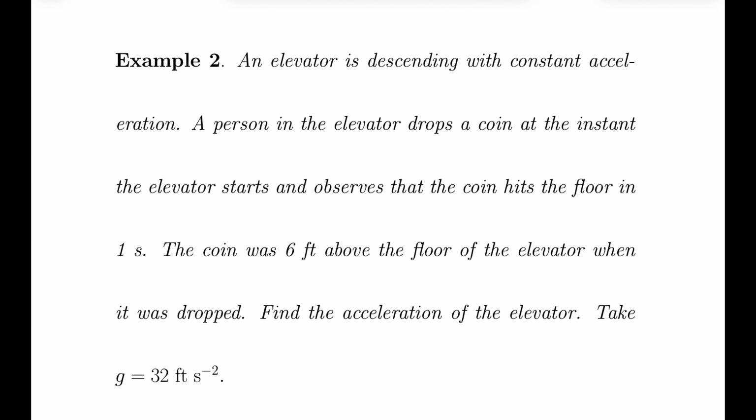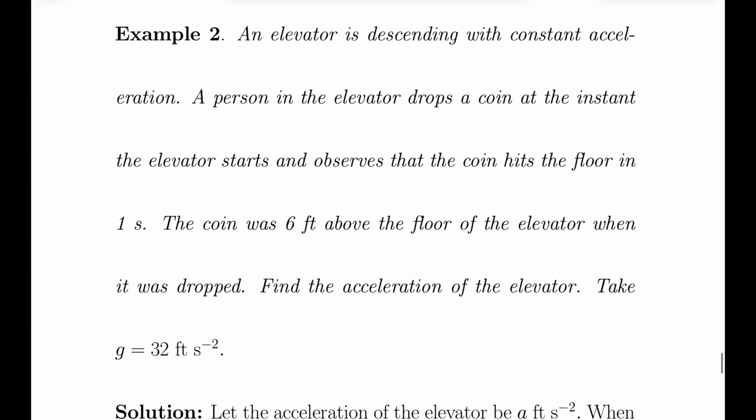An elevator is descending with constant acceleration. A person in the elevator drops a coin at the instant the elevator starts and observes that the coin hits the floor in 1 second. The coin was 6 feet above the floor of the elevator when it was dropped. Find the acceleration of the elevator. Take g equal to 32 feet per second square.